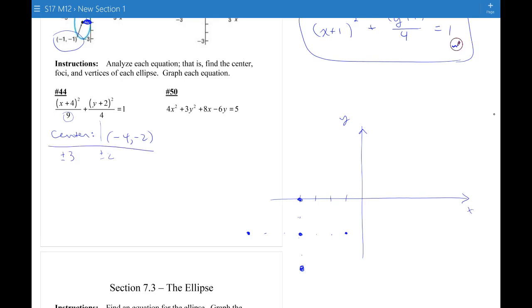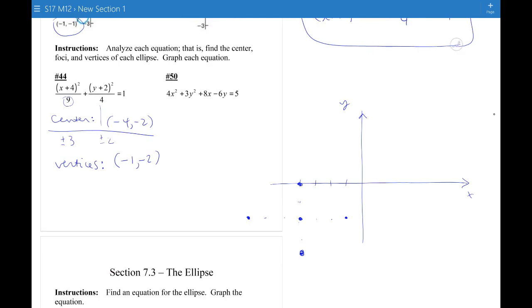Okay, so I found the center. I can tell you what the vertices are by looking at my picture. It looks like (-1, -2), because the vertices are the points the farthest away from the center. And then -1, 2, 3, 4, 5, 6, 7, so (-7, -2). And notice that the y coordinates are lining up because those points are on a line that would be y equals -2. So all the y coordinates had better be -2.